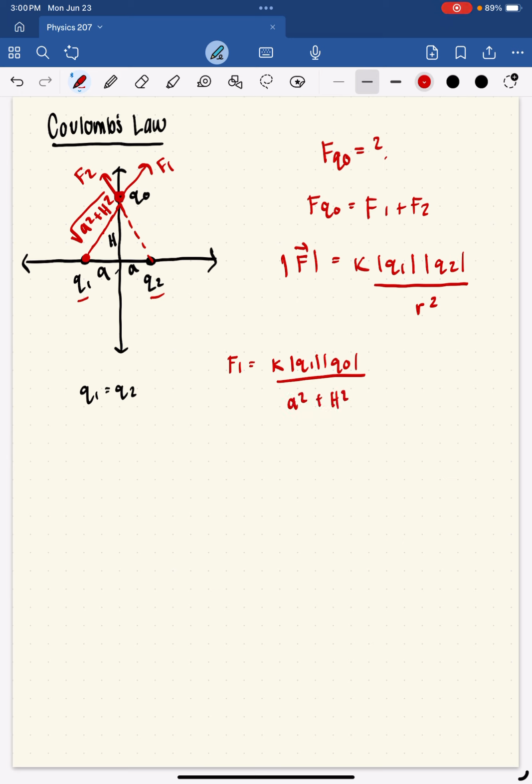And since we're doing the x component, we're going to write in cosine of theta i-hat. And then we can add the y component, which is the same exact thing, just with sine theta j-hat.